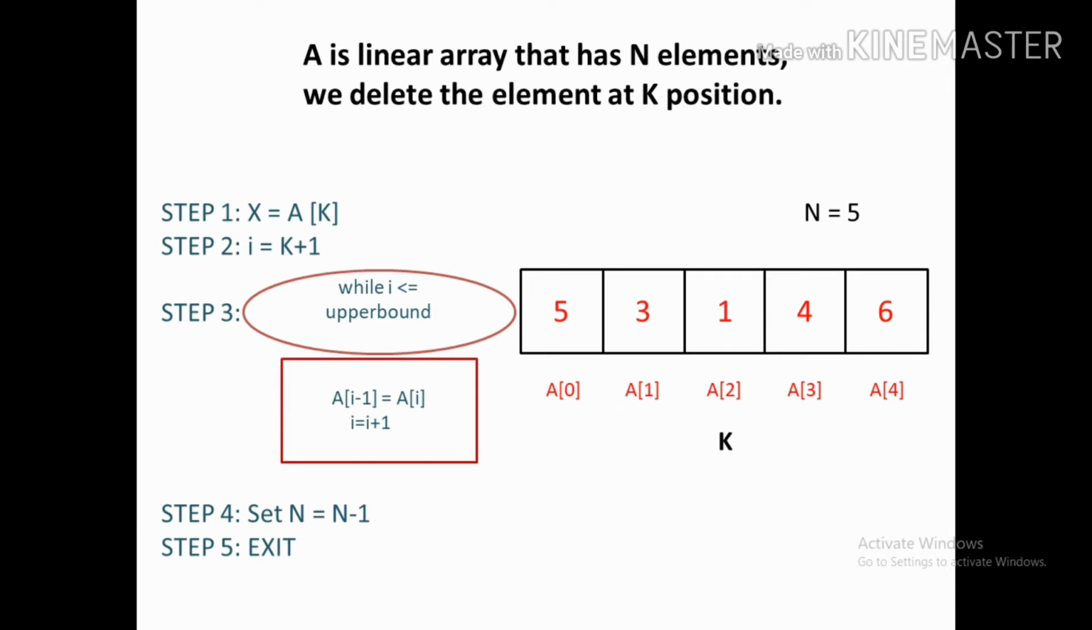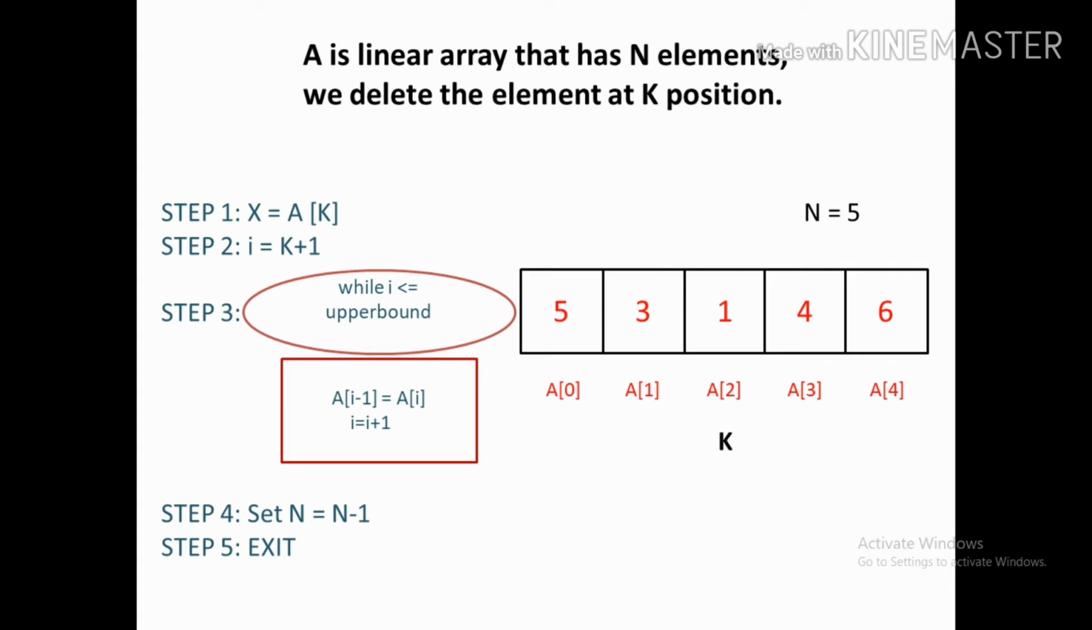A is a linear array that has n elements. We delete the element at k position, and this is the k position for this example. K is 2. Our first task is to store the deleted element in a variable. So in step 1, write x equals a of k. This step is optional. If you want to use the deleted element further in your program, then you can use this step. Otherwise, we can skip this step.